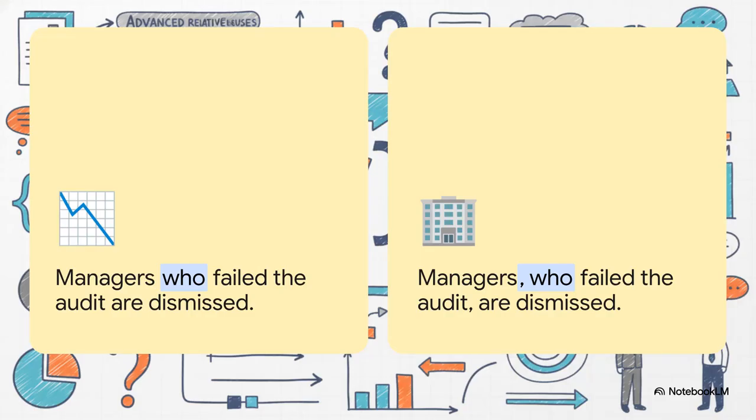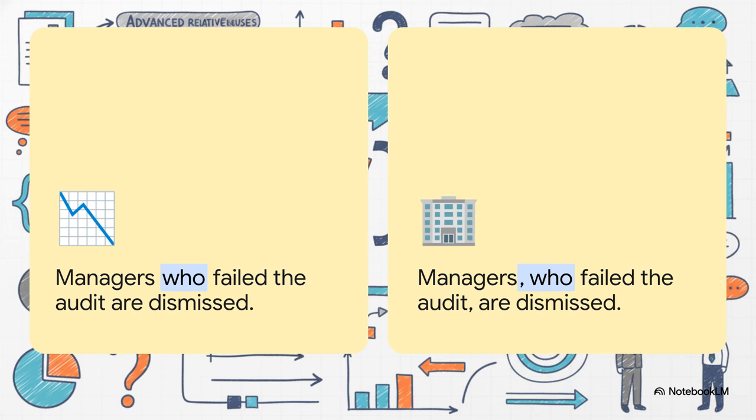The managers who failed the audit will be dismissed. No commas. So this is defining. It means we have a large group of managers, some of them passed, some of them failed. Only the specific individuals who failed are losing their jobs. Fair enough. Now look at sentence 2.